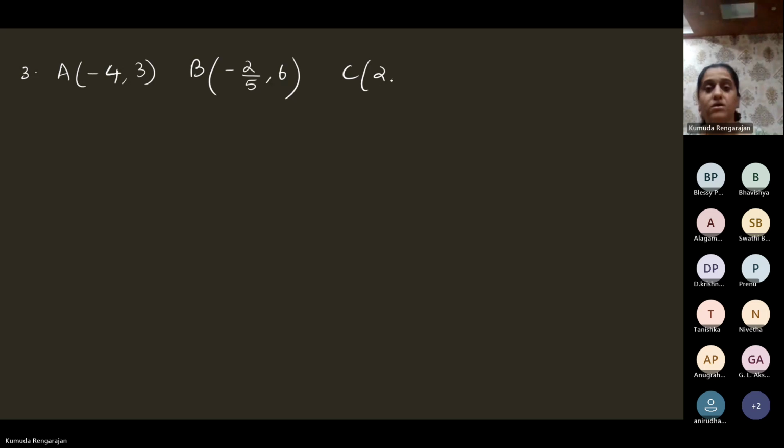Okay, so in three, I don't think you would have done the third one. We'll do this together now. In three, we have 3 points A, B, and C. A is given by (-4, 3), B is given by (-2/5, 6), and C is given by (2, 8). We need to check if these 3 points are collinear or not collinear.